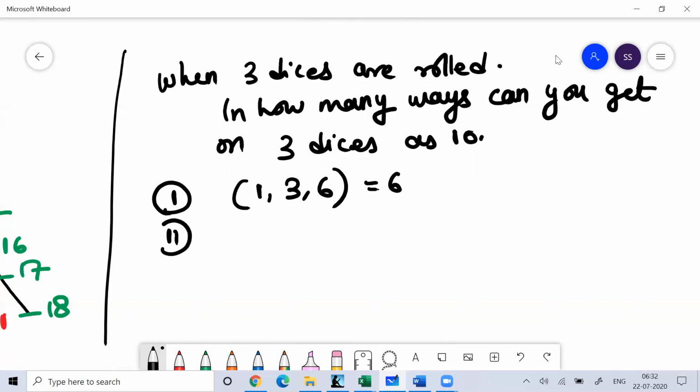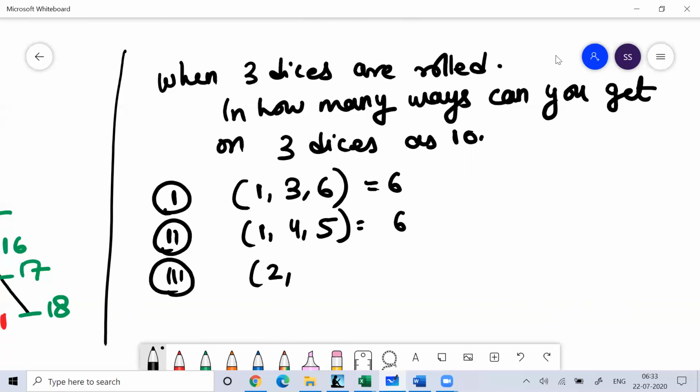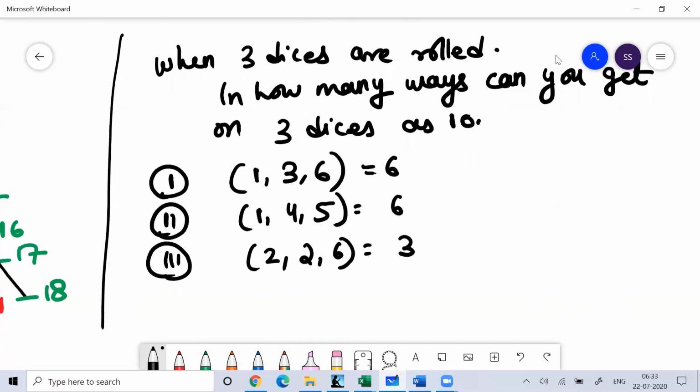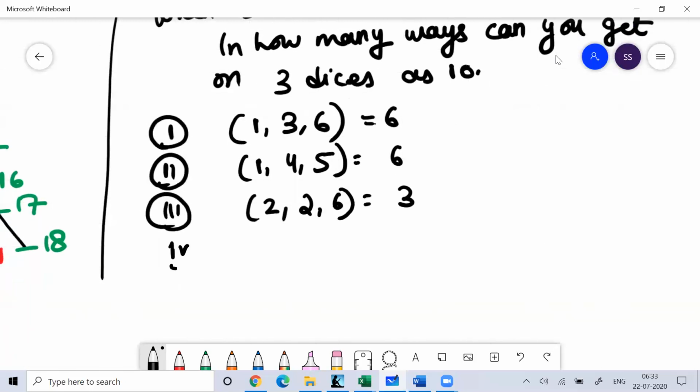Now going further, what can be the other case? It can be 1 comma 4 comma 5. This can again be 6. Then the third case would be 1 comma 5 comma 4. No point of writing it, duplication will happen. So with 1 you can do this. Now with 2: 2, 1, 3, that makes 7, not possible. Then 2, 2, 6. There will be 3 cases, so you know 3 factorial by 2 factorial. Then I'll think about the next case.